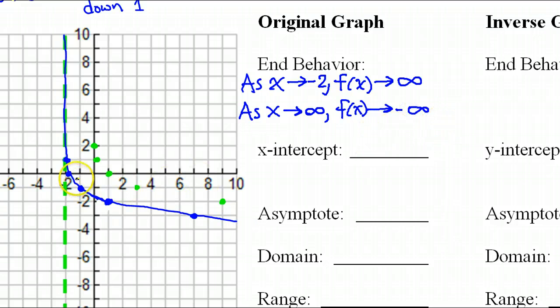Alright, now, the x-intercept is not a whole number. It's somewhere between negative 1 and negative 2. Let's see, this seems to be about negative 1.9. Alright, so I will say negative 1.9, 0. But you can estimate if you need to.